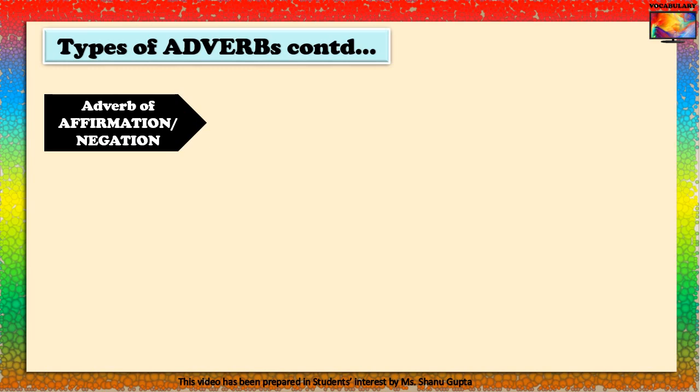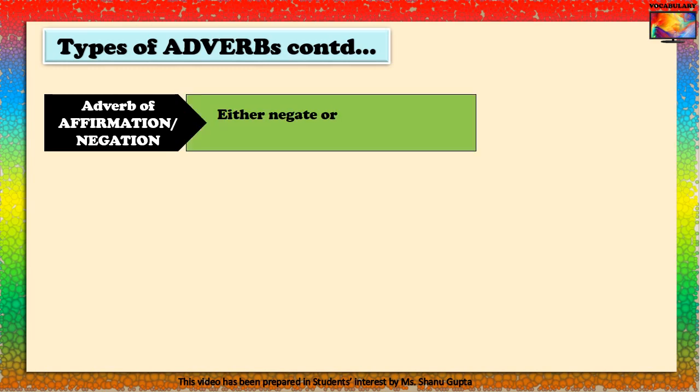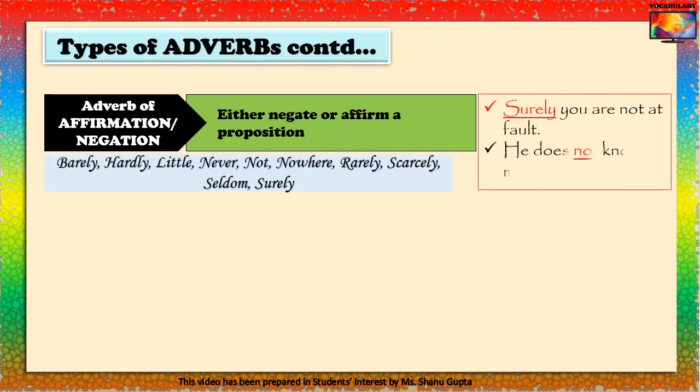Adverbs of affirmation or negation. They either negate or affirm a proposition. Surely you are not at fault. The word surely affirms the proposition that you are not at fault. He does not know me. The word not negates the proposition that he knows me.